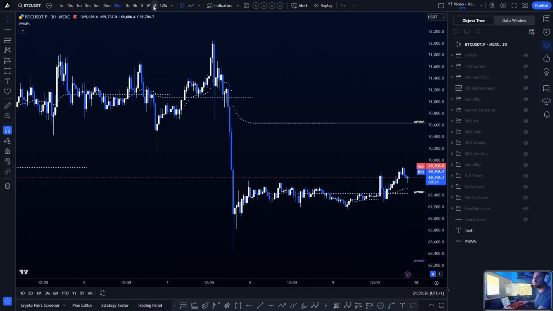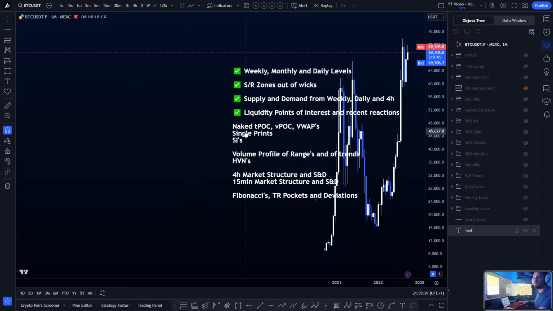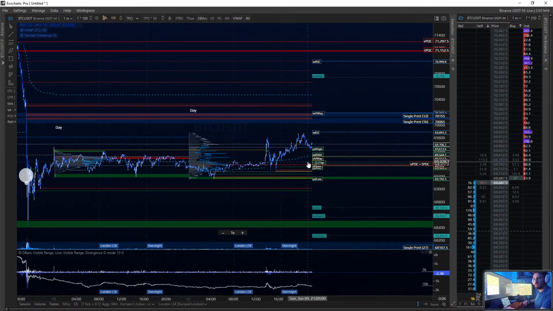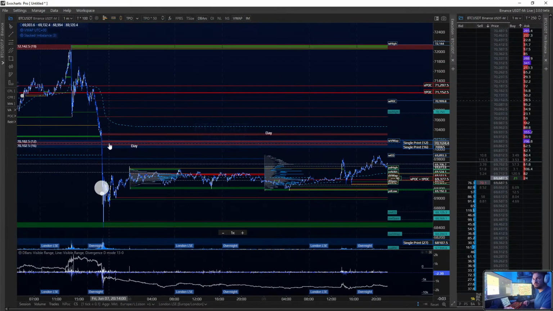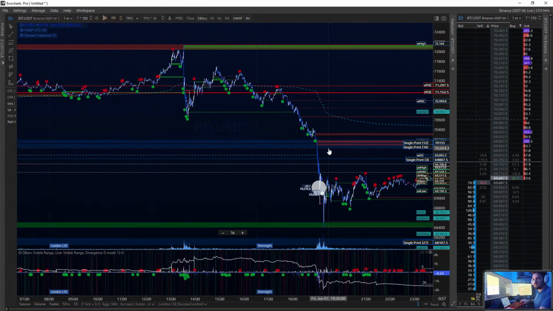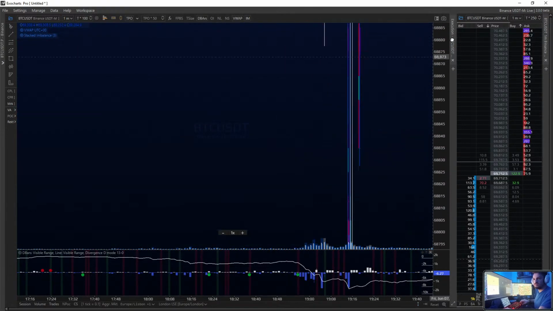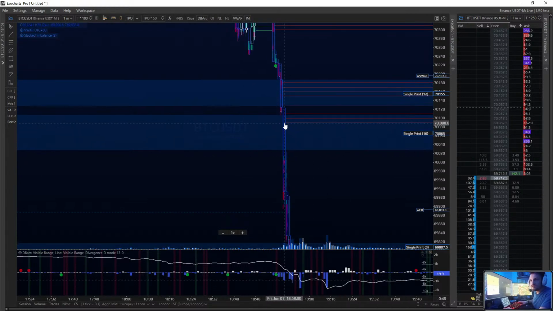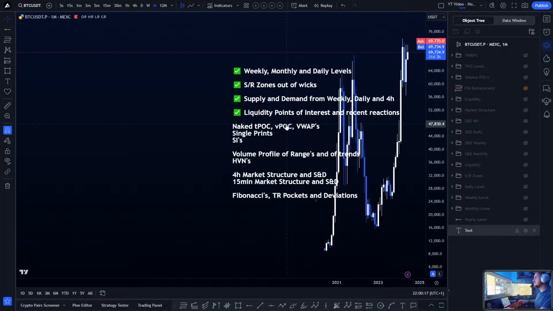Okay, now let's go back, we can remove this. Let's go back to the weekly: naked points of control, volume points of control, VWAPs, single prints, stacked imbalances. Let's take a look at the footprint just to find stacked imbalances. Ooh, big cluster here. This big cluster starts at, I'm gonna have to zoom in vertically, no chance, so it starts at 70,85. I always give it a little bit of room.